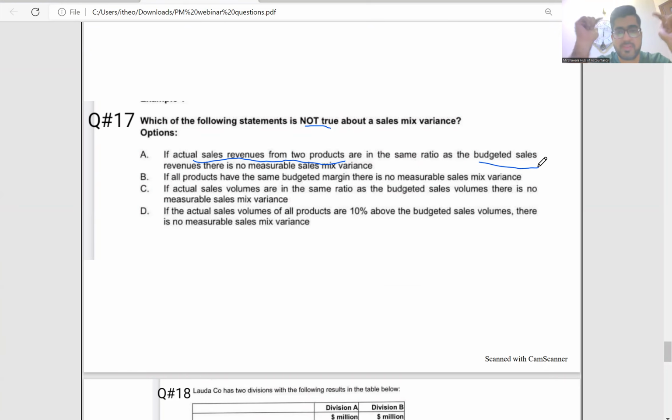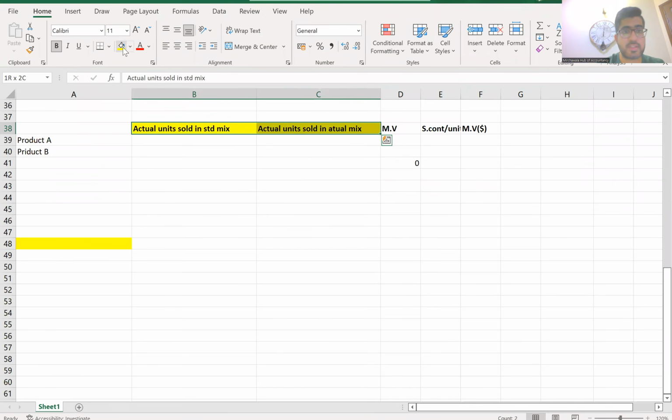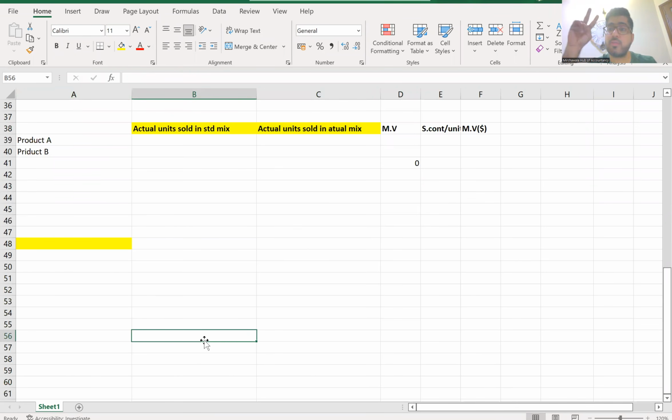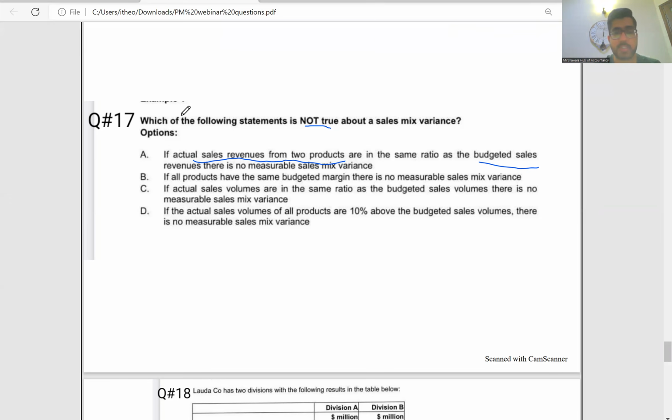Wrong. If revenues are in the same ratio as budgeted revenues, this is not measured by sales mix variance. Sales mix variance doesn't measure actual revenues and budgeted revenues. It measures actual units sold in standard mix and actual units sold in actual mix. If these are in the same ratio, then there won't be any mix variance. But the statement says that if actual revenues are the same as budgeted, there won't be any mix variance. This statement is wrong, not true.